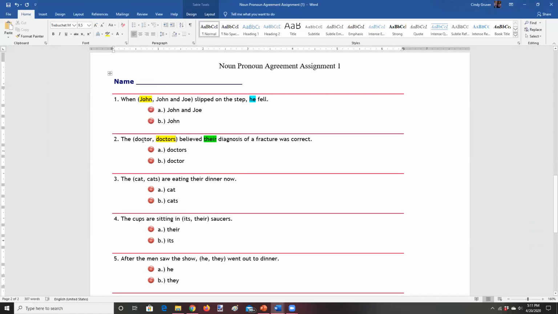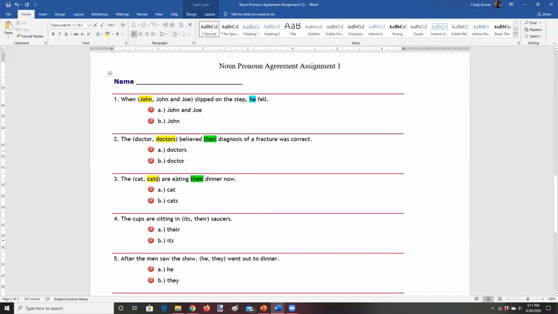If it were just one doctor who's the only person involved in this diagnosis, then we would have said his, or maybe if it's a woman, her, or if we're not sure, his or her diagnosis. But because we use their here, we know that our antecedent also has to be plural. Okay, again, we have the pronoun their, so we know our antecedent has to be plural.